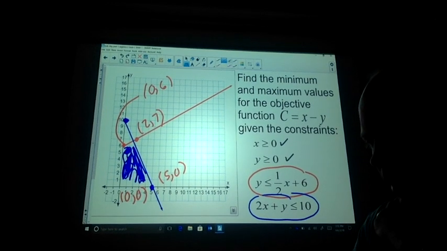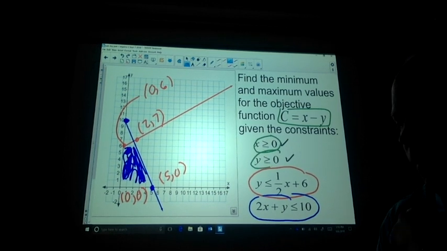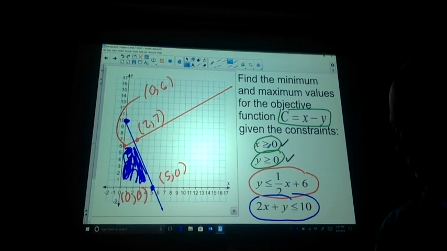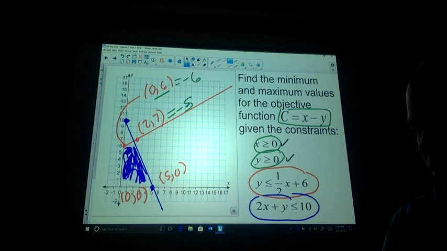So again, I'm going to take each of those and plug it into our cost equation. And again, I'm using this region because of these as well. So let's take this one. 0 minus 6 gives me an answer of negative 6. Oh, that's kind of small. And this is going to give me 2 minus 7, which is negative 5 in our cost equation. And then this one's going to give me just an answer of 5. And (0, 0) is going to give me an answer of 0.